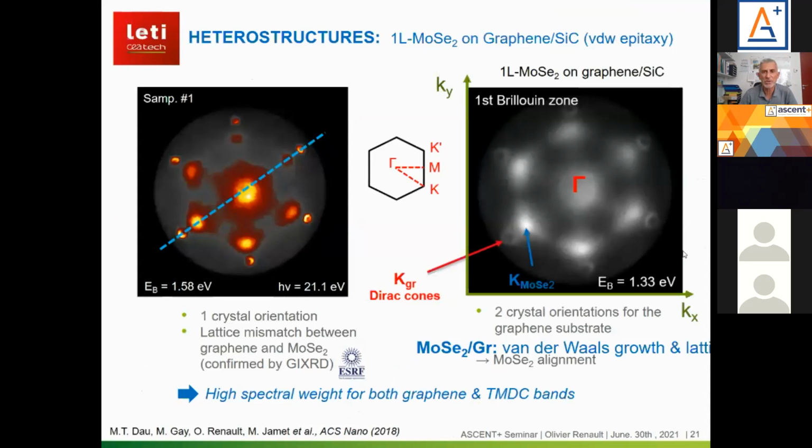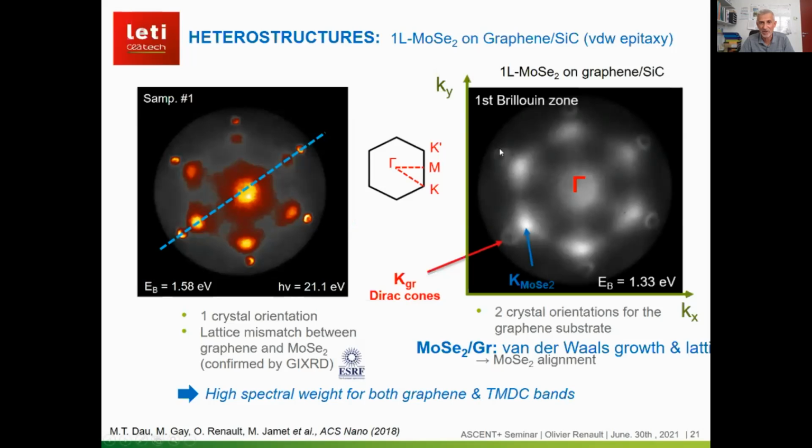What about heterostructures now? The first case I am presenting here concerns one layer molybdenum diselenide deposited onto graphene on silicon carbide using van der Waals epitaxy. I've been showing you previously some band structure images, KPEEM data, the movie, with the two different kinds of band structures. On the picture on the right, you see very nicely the three sets of Dirac cones of graphene, so the K point of the band structure of graphene, and next to them you have the three sets of K points of molybdenum diselenide.